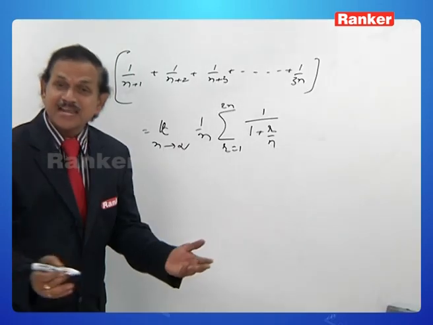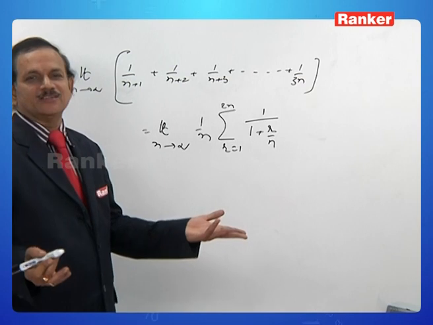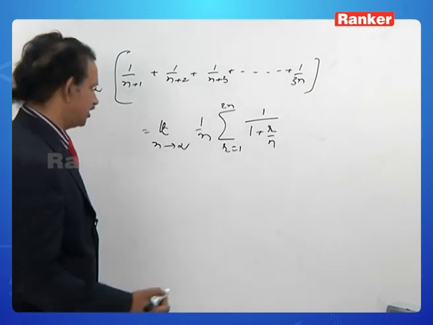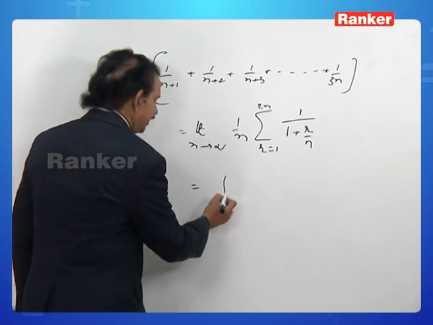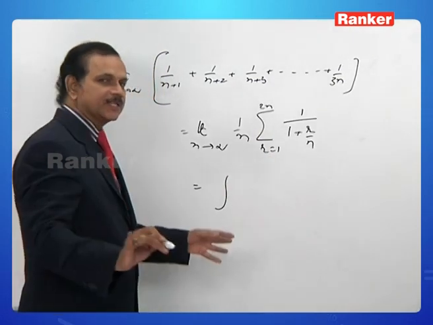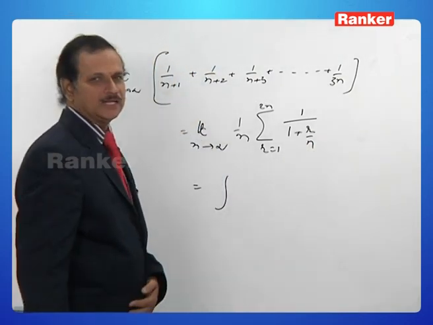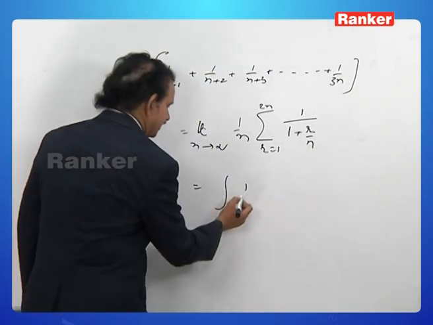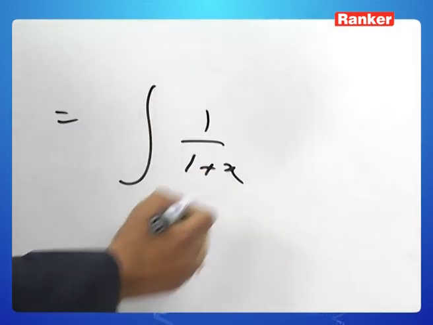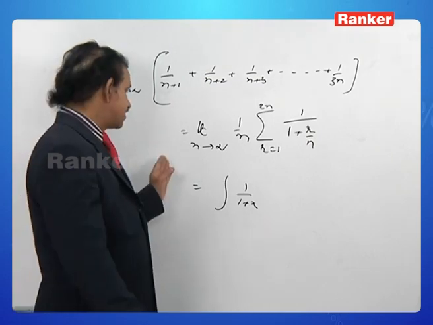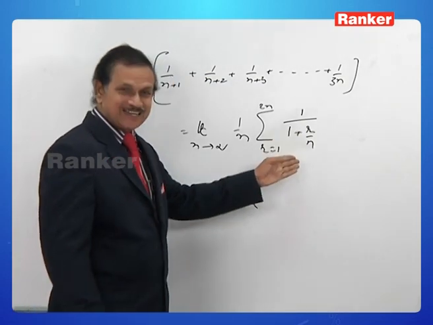Now, the limits of integration will change. How should they be changed? How can they be changed? Look here, this is the integral of f of x dx, that is okay. In the place of x, we take r by n, that is 1 by 1 plus x. What is the lower boundary of r? R is equal to 1, as n tends to infinity, 1 by n.